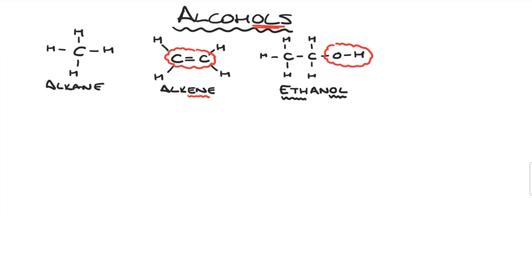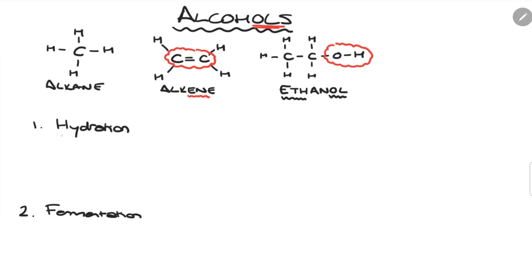So what we need to do in this one is look at the ways in which we can manufacture alcohols, and there are two primary ways we can do that. One is via an industrial process called hydration, and the second one is via a process called fermentation, which you may have seen before in biology.